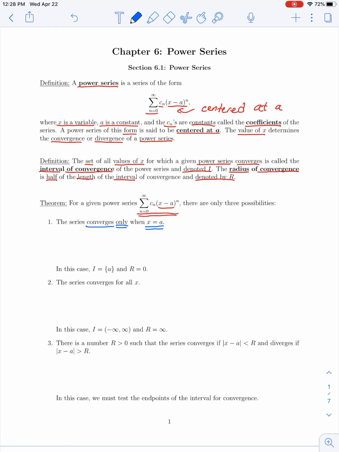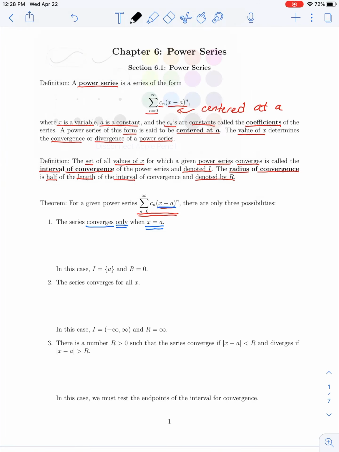So we see here, well, if x is equal to a, then this (x minus a) to the nth term is equal to 0. So our infinite series would just be the sum of a bunch of 0 terms, so the sum would be 0. We're guaranteed convergence always at the value of x wherever we center this series.